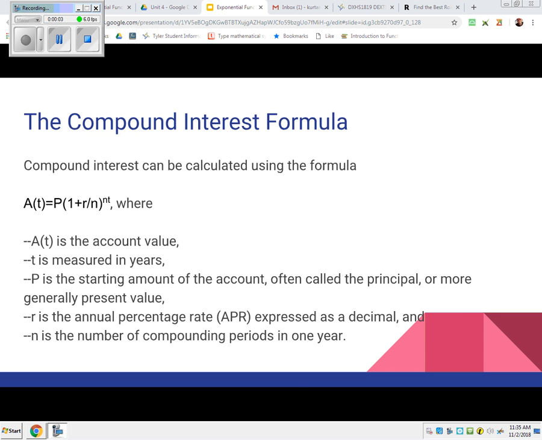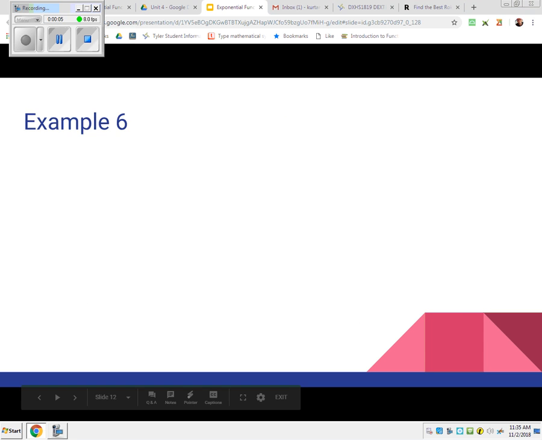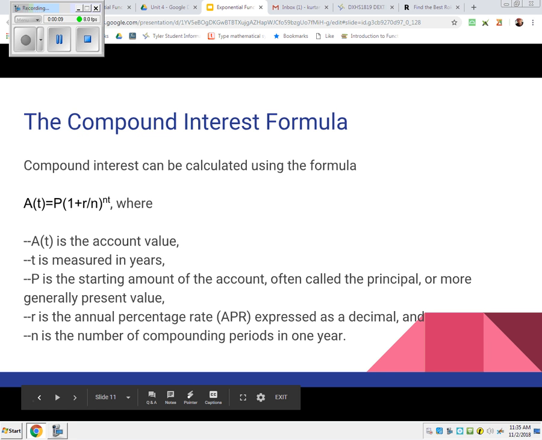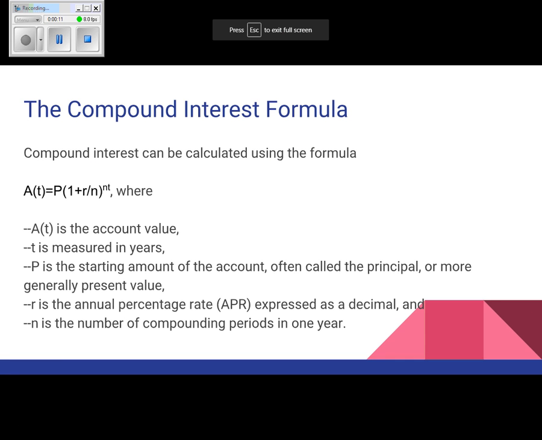One of the best applications of exponential growth and/or decay is compound interest. Here is your basic compound interest formula. Banks will use this whenever you put money into an account that earns interest.